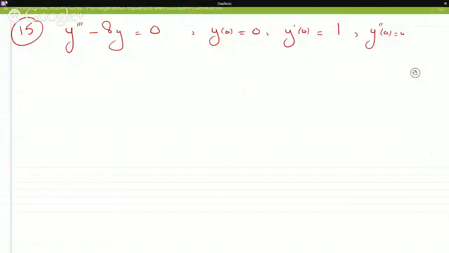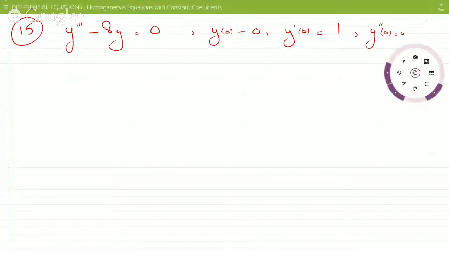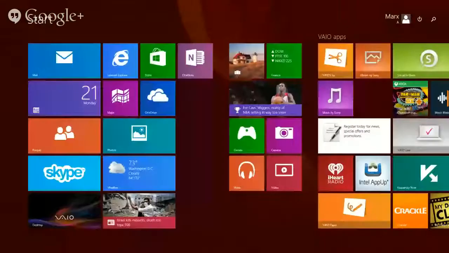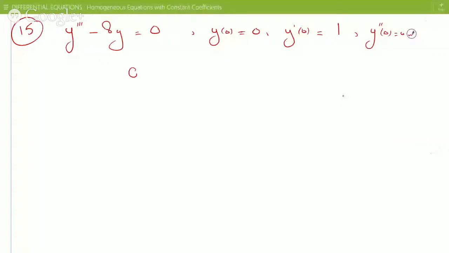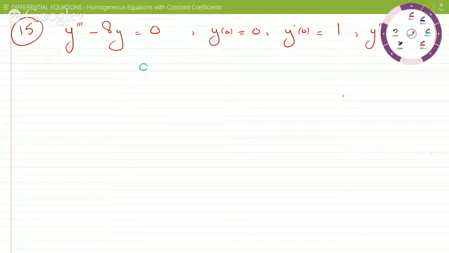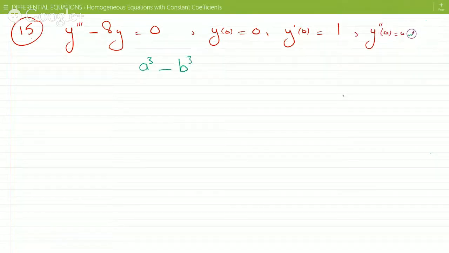So this is a third order, yeah? And the rule is, you know that a cubed minus b cubed factoring, true? Let's write it in green. We know that a cubed minus b cubed is equal to a minus b times a squared plus ab plus b squared.